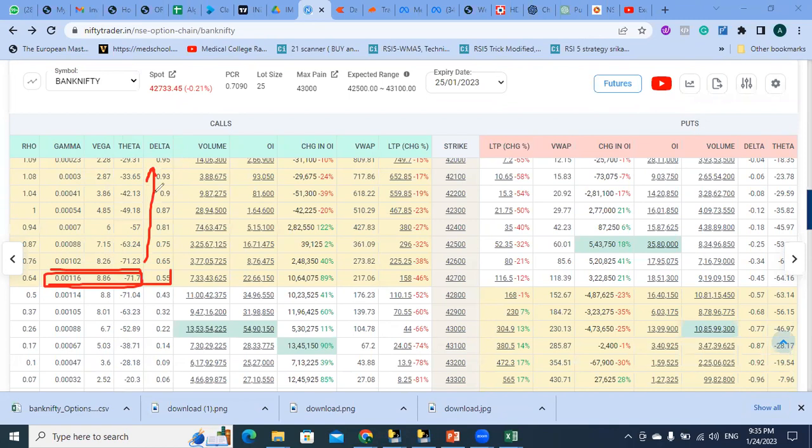Okay. So second order Greeks have the maximum impact at the money. Okay, and first order Greek has maximum impact deep in the money.